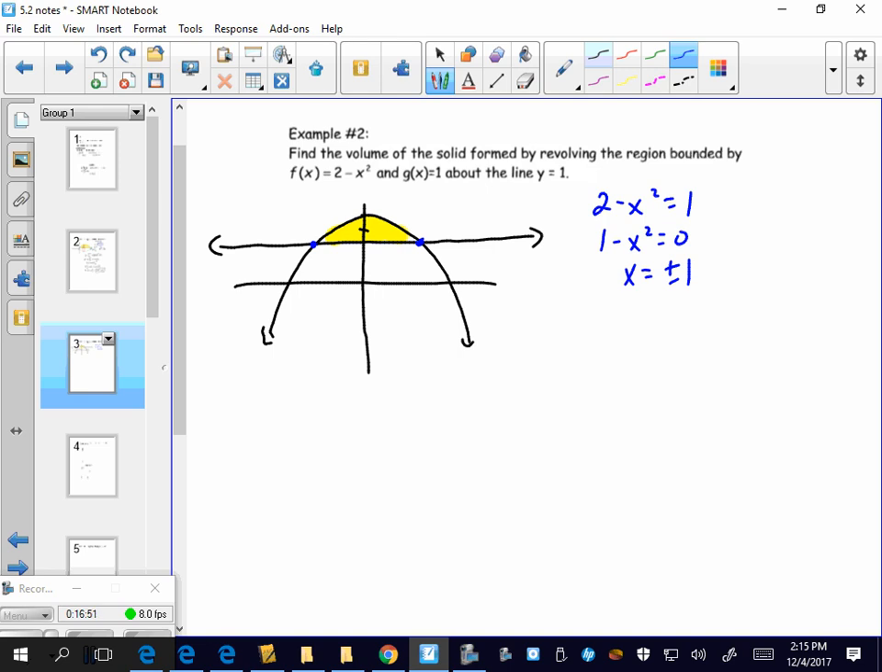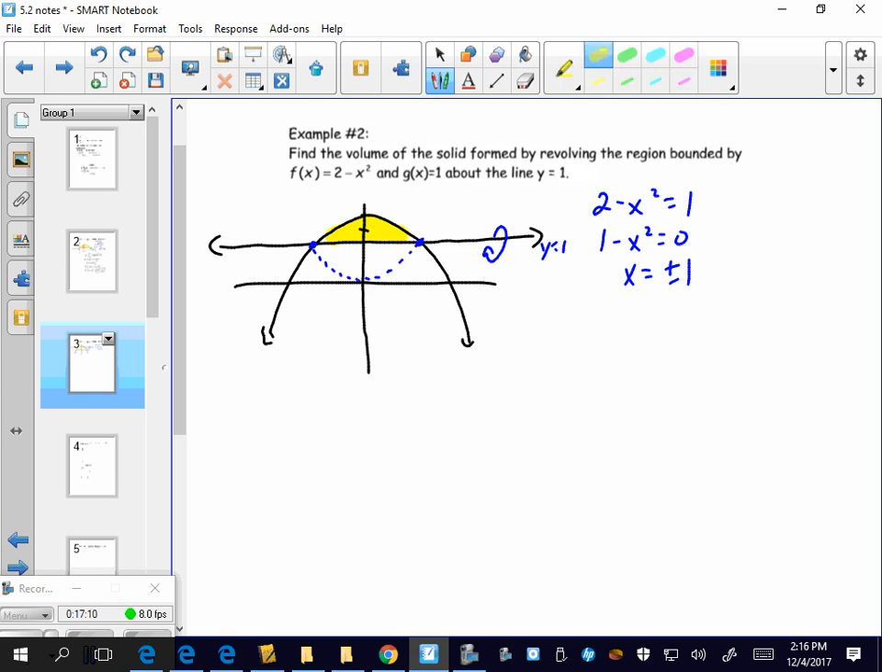Okay? It says that we are revolving that region around the line y equals 1. This is the line, right? Y equals 1 right there. So we're going to revolve it around that line. So when I take that yellow region and I revolve it around that line, it's now going to look something like that.